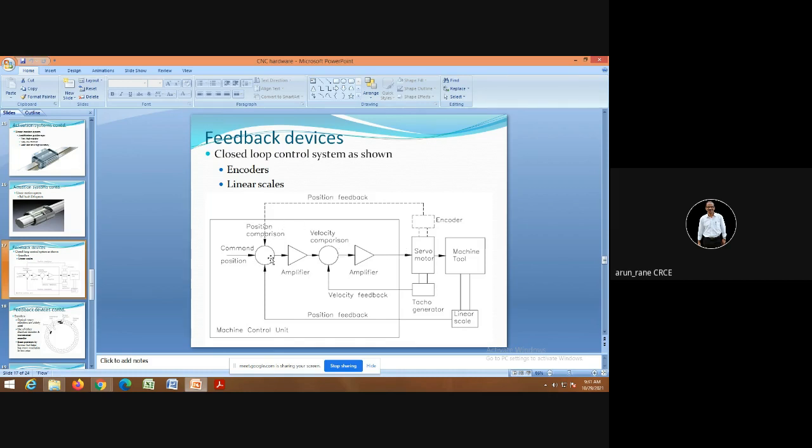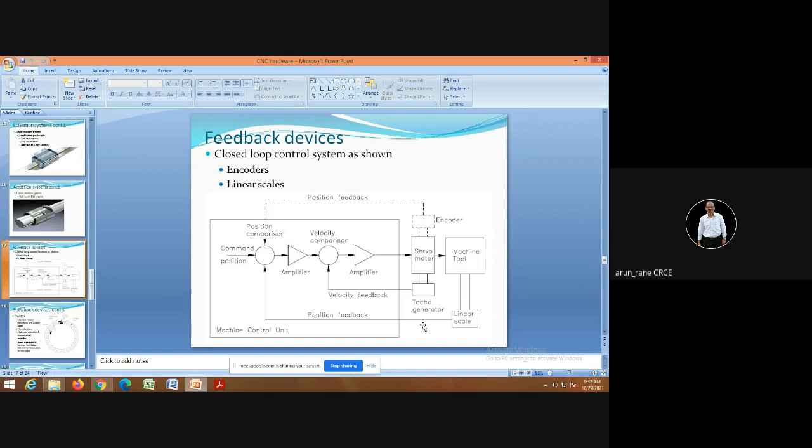So the command signal and the feedback signal are checked and compared, and whatever error, or whatever the difference, error means difference, is sent ahead. Since this is a low voltage signal, it is amplified and given to the motor.